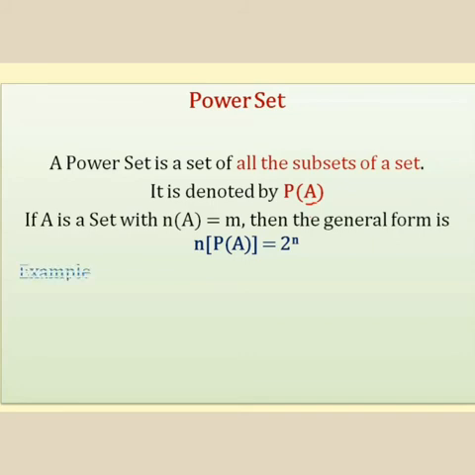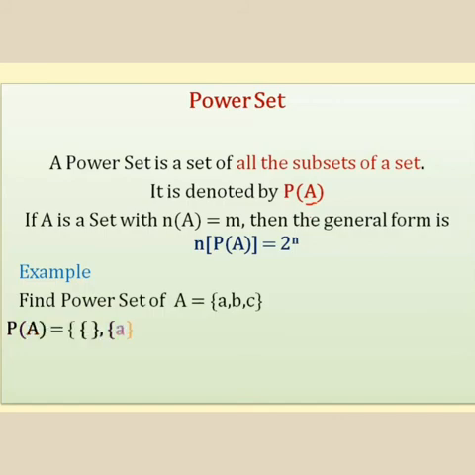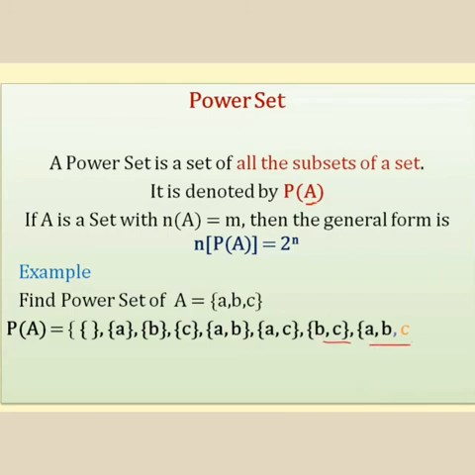In the last example, we found the subsets of A, right? So first we'll write all the subsets of the set A. That is the empty set, the singleton sets, AB, AC, BC and ABC. So for writing the power set, n of P of A is equal to 2 power 3. Here you have 3 elements, so we have to write 2 power 3. 2 power 3 is 2 into 2 into 2, which is 8. So this is how you find the power sets.